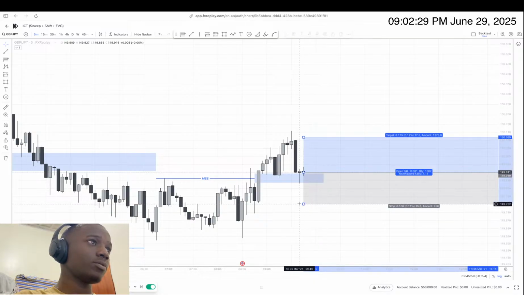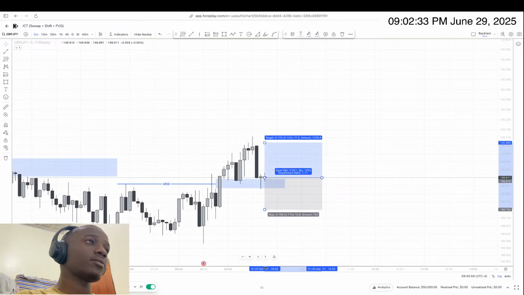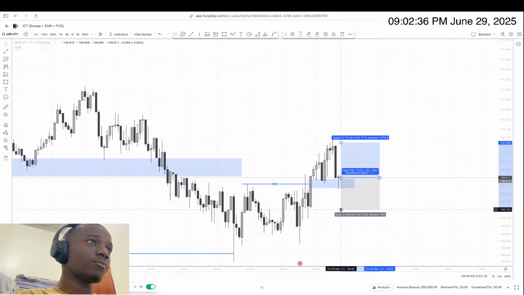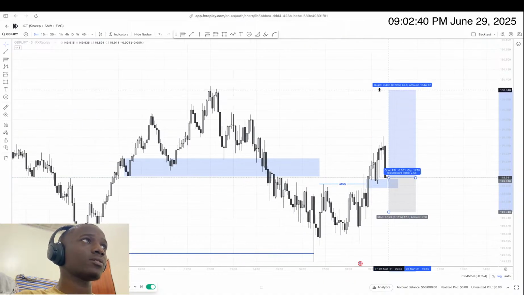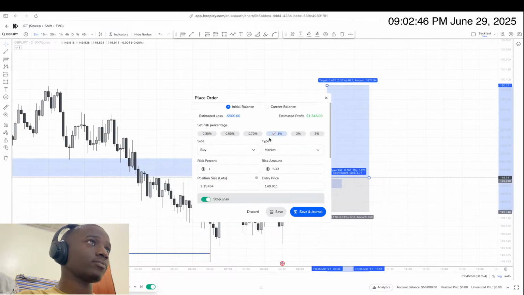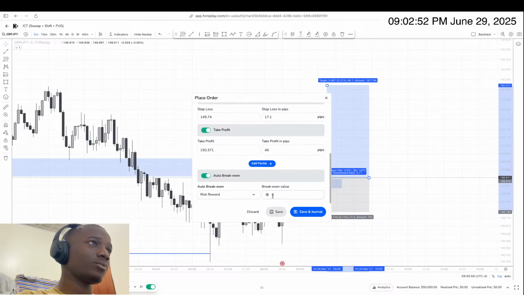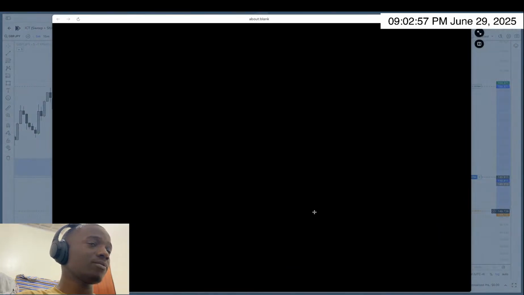Stop loss will be below this candle of the gap, a few pips below. Then I'd like to target this high. This is the first trade of this backtesting session. So let's risk 1%. It's a buy. Break even will be automatically after we reach 1.5 risk to reward.